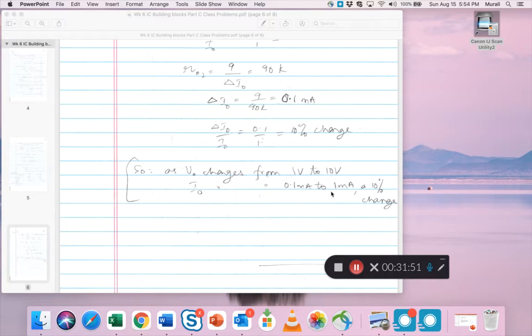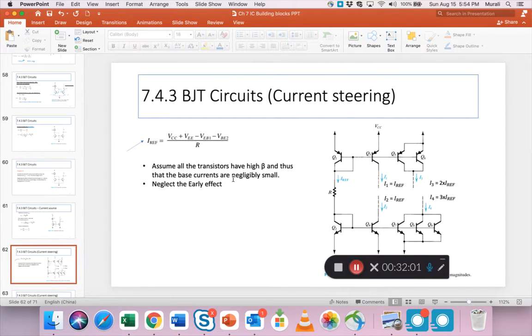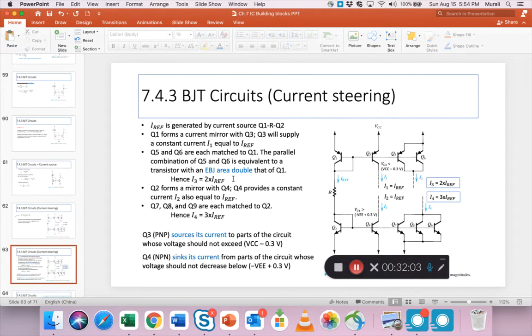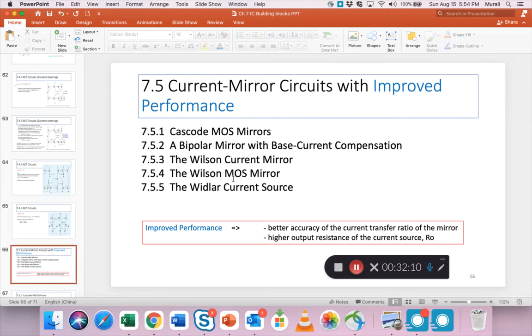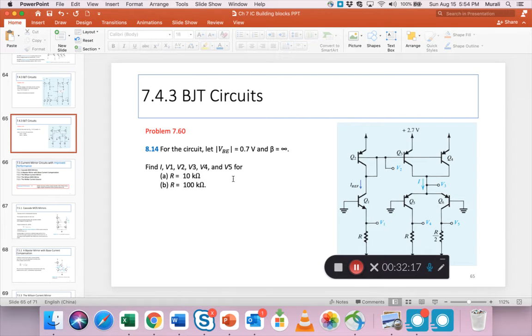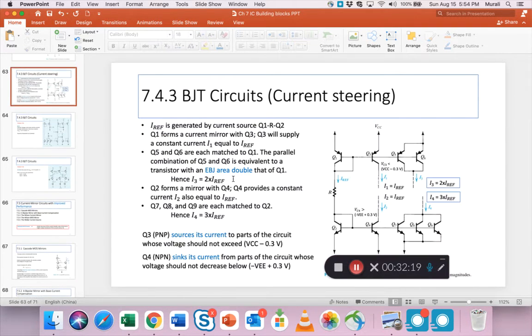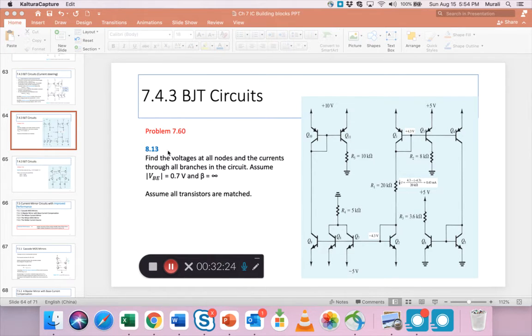Okay, which is also a 10 times change, but in milliamps. All right, so that was the first problem on BJTs. Then we come to the current steering circuit problem. And then I don't have anything on this section. So let's just finish off the two current steering problems I have.